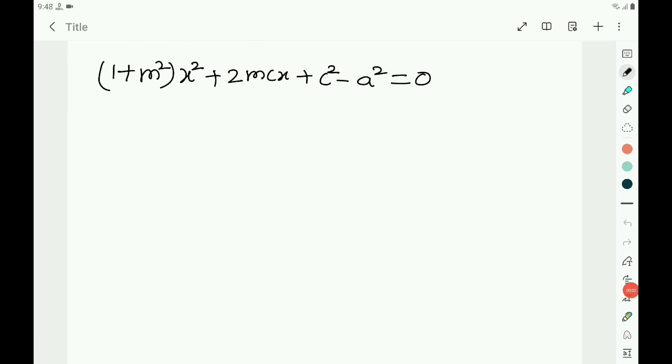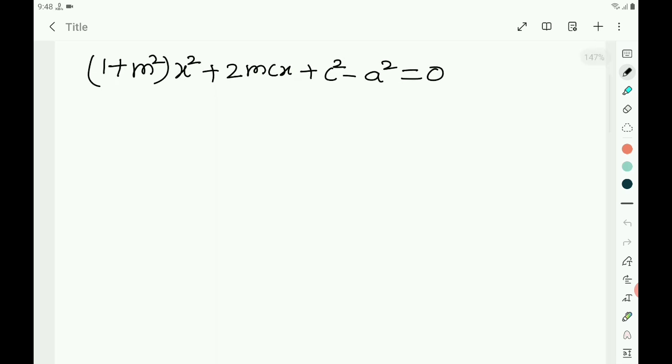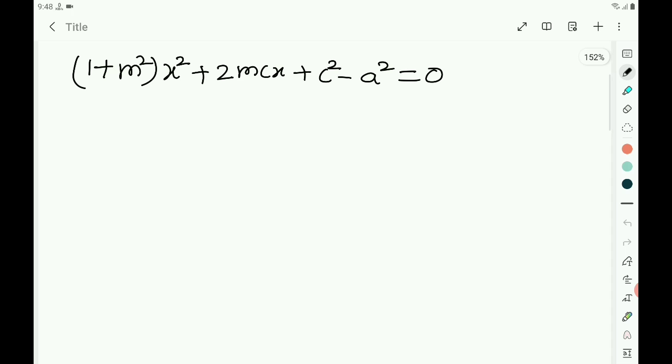It is given that this quadratic equation has equal roots, meaning b² − 4ac = 0. If the roots are equal, then what is the value of the discriminant? The discriminant value is 0, meaning b² − 4ac equals 0. Now let us write the values of a, b and c.